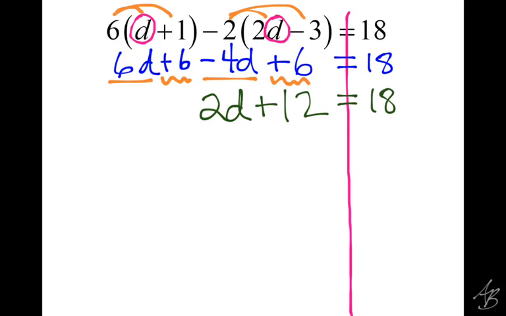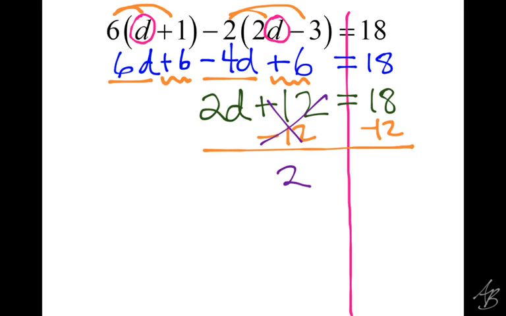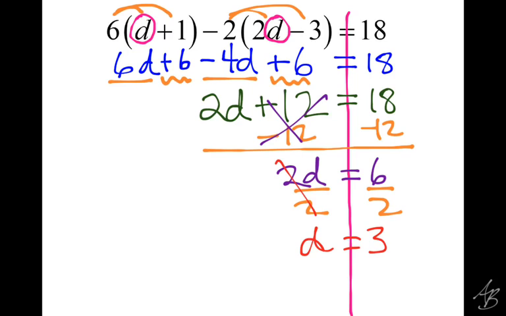Then what? Solve like we normally do. So we need to get rid of the 2 and the 12. Subtract 12. Okay, I would start with the 12. Subtract 12 on both sides. And when we subtract 12 on both sides, those 12s cancel, leaving 2d equals 6. And then divide by 2. We get d equals 3.